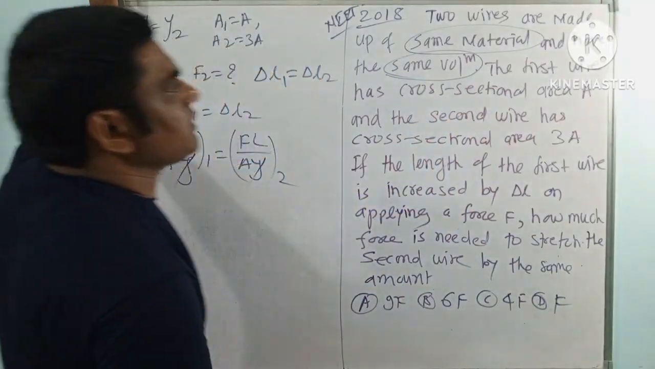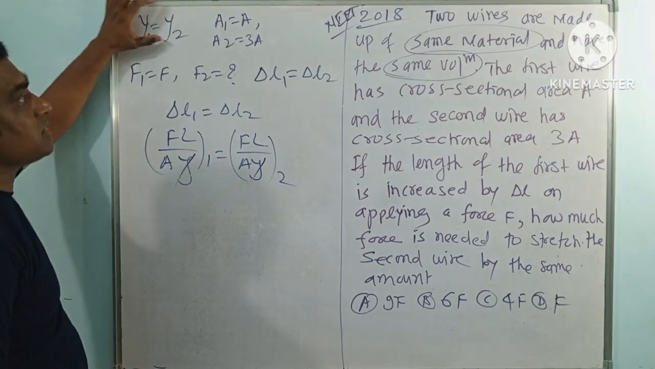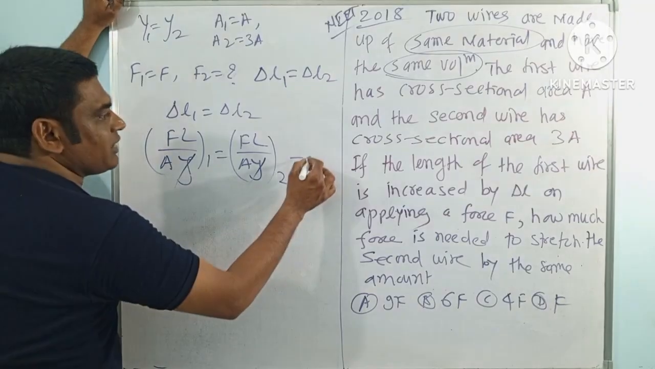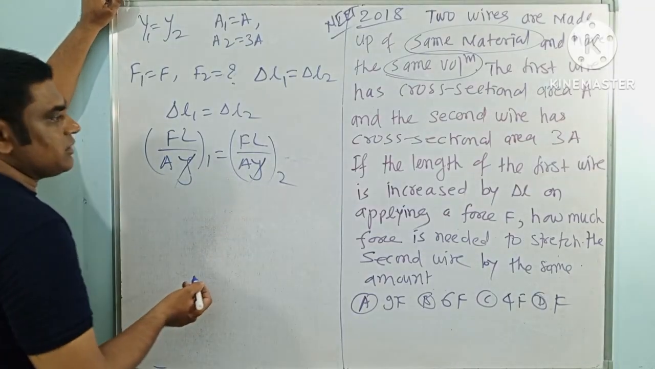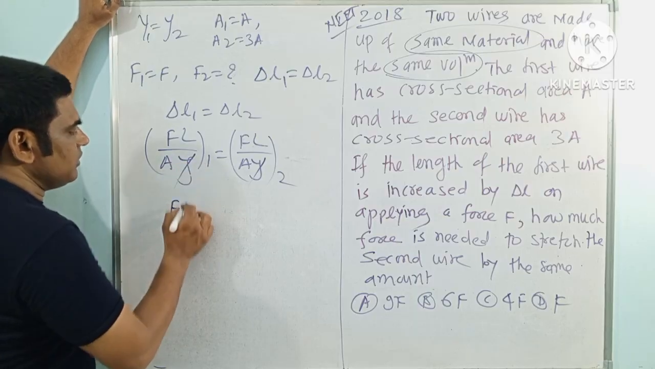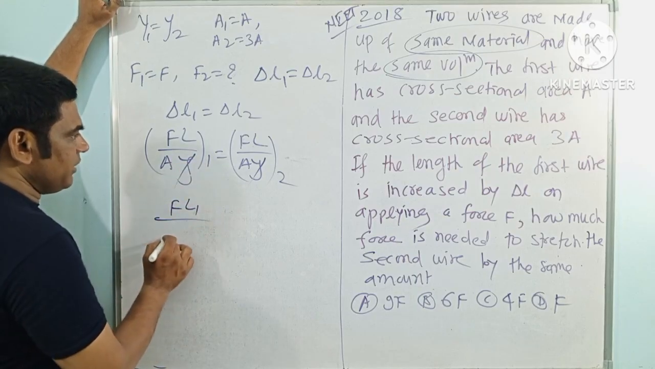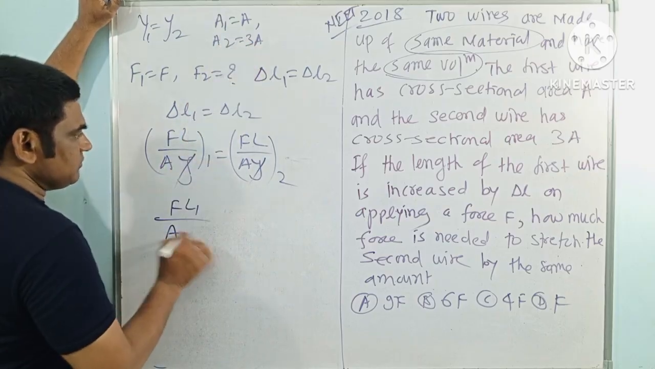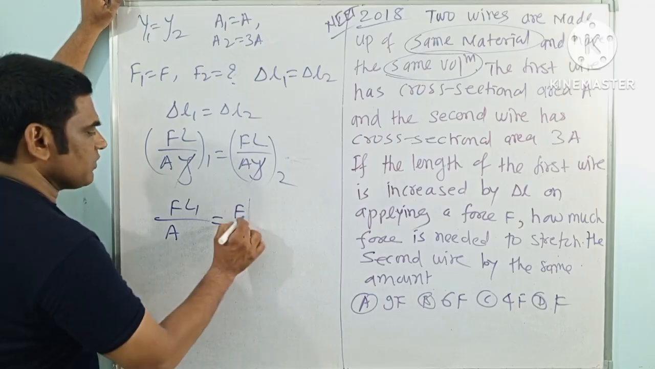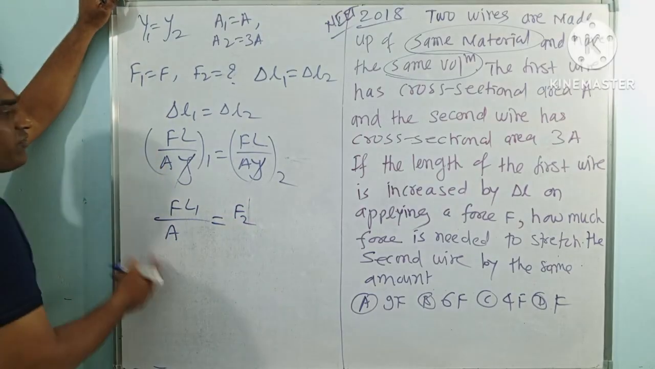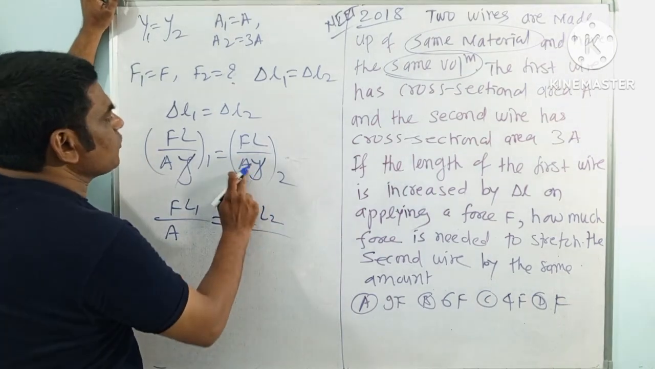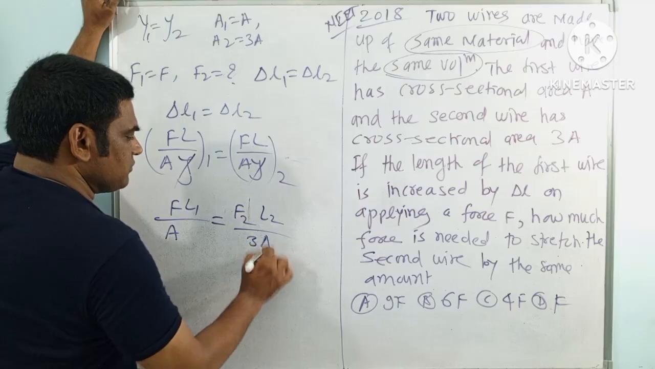Initially the same volume is there, and same material means the same Young's modulus. And the same volume means what? V1. So let us say we will write F L1 divided by area A1 is equal to F2, which we have to calculate. F1 is F, F2 we have to calculate. L we don't know. Area A2, how much is A2? 3A.